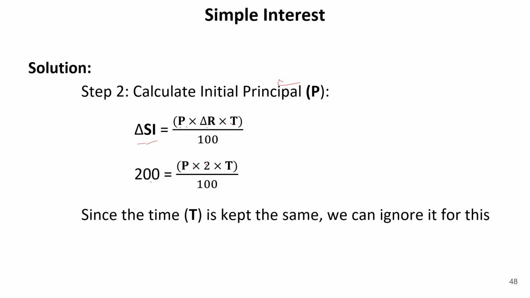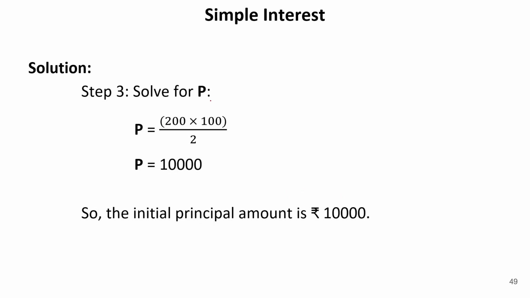So 200 into P into 2 into T by 100. Since T is kept the same, we can ignore it for this calculation. So solve for P. P is equal to 200 into 100 by 2 is equal to 10,000. So the initial principal amount is 10,000.